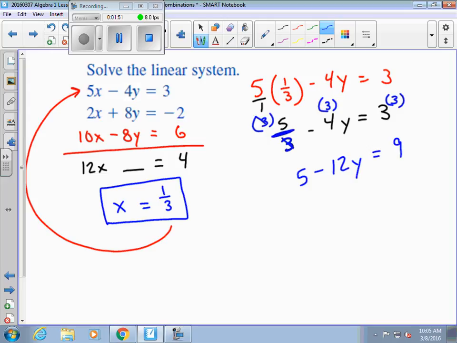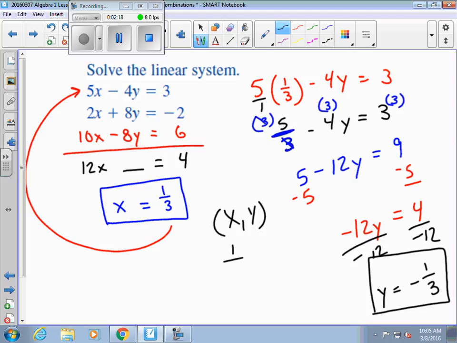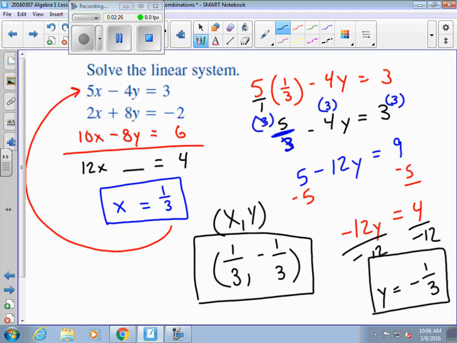So in order to get y by itself, subtract 5 on both sides. 9 minus 5 is 4. So we have negative 12y is equal to 4. Then divide by negative 12 on both sides. A positive divided by a negative is a negative. 4 goes into both of these. It goes into itself once and into 12 3 times. So y then is negative 1/3. x comma y is the solution: 1/3, negative 1/3. That is the ordered pair, which is the solution of the system.